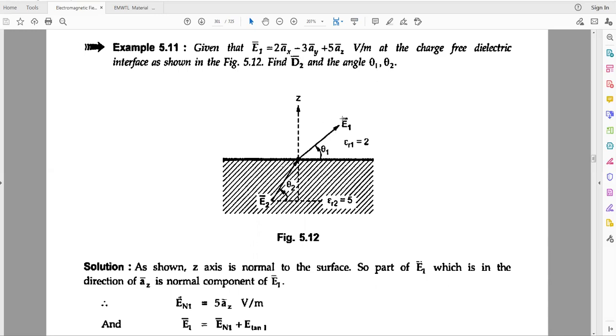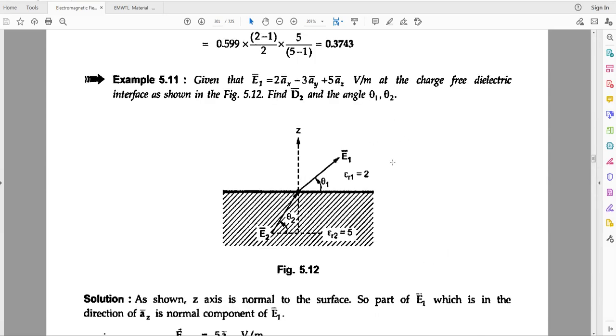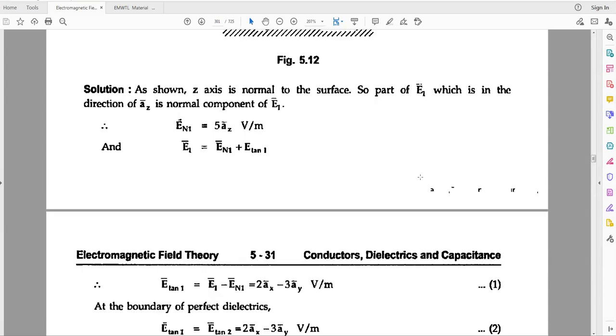In the previous case it was D1, and here it is D2. We considered a right angle triangle, with theta2 here and theta1 here. In the previous case, theta1 was measured from the z-axis to this line. The E1 bar is given, so you can find E1 as En1 plus Et1. En1 is equal to 5 aZ bar, because the z-axis component given is 5. The remaining procedure is the same.